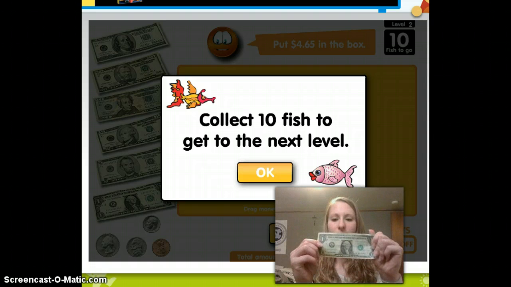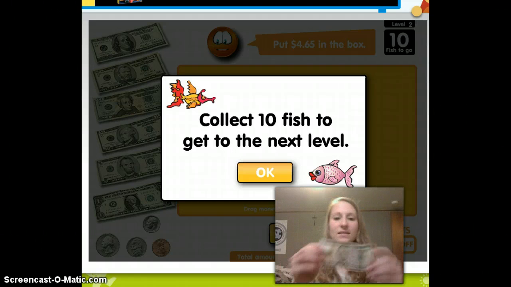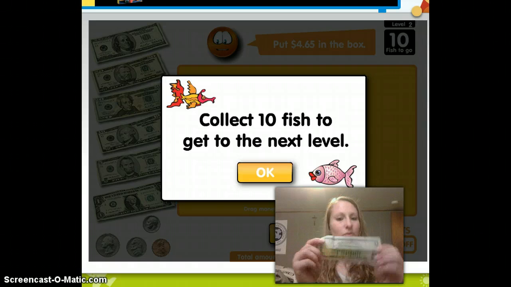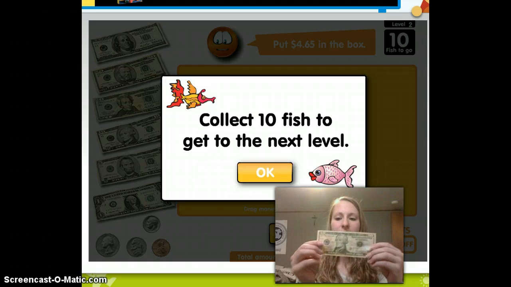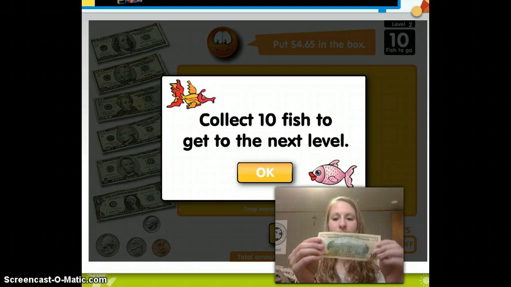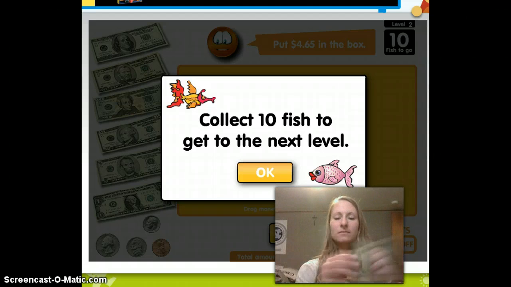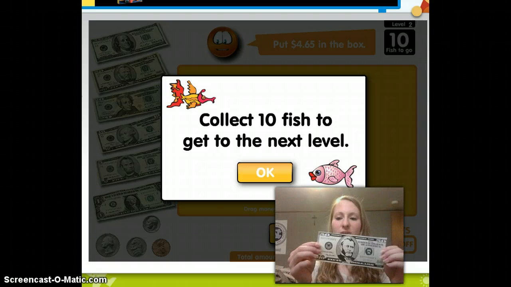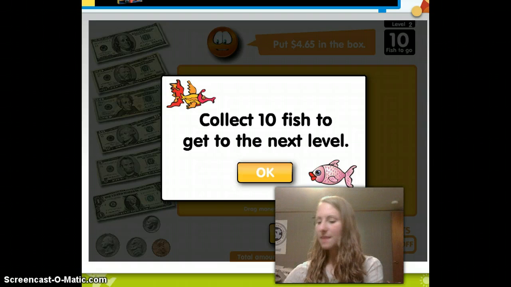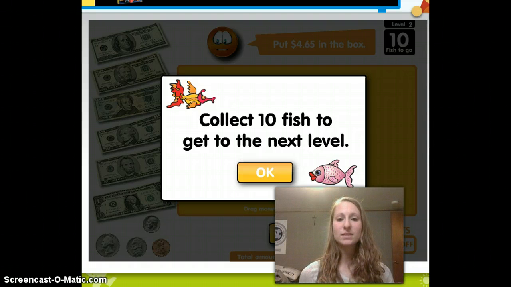Next is our $1 bill. Front and back. It's worth 1. Next is our $5 bill, and it's worth 5. Next is our $10 bill. It is worth 10. Next is our $20 bill, and it is worth 20. Next is our $50 bill, and then we have our $100 bill. Those are the most common money values we use today in America.